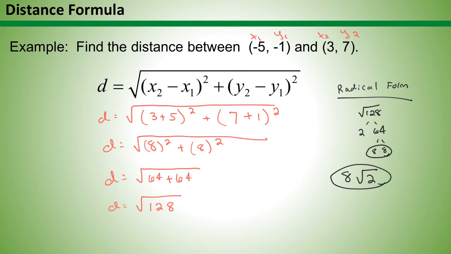If I'm asked for a decimal answer, I would just type in my calculator square root of 128, and it's about 11.3. Okay, so just read the instructions of your problem. Sometimes it'll say radical, sometimes it will say decimal.